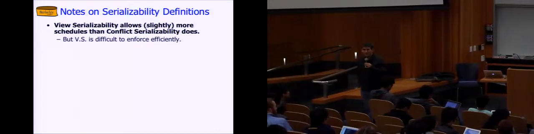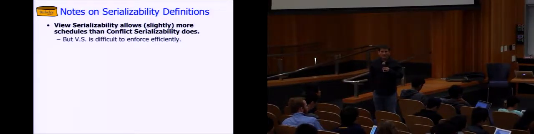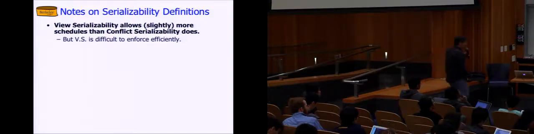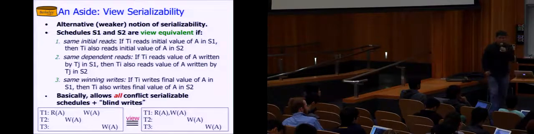Question? What if two different transactions write on the same object? Okay, two different transactions write on the same object. We're talking about view serializability. What's the question?